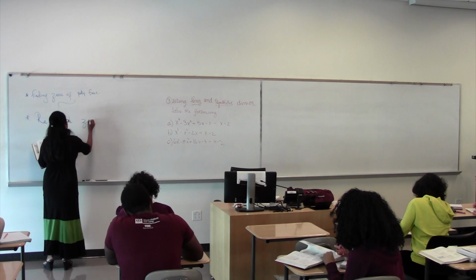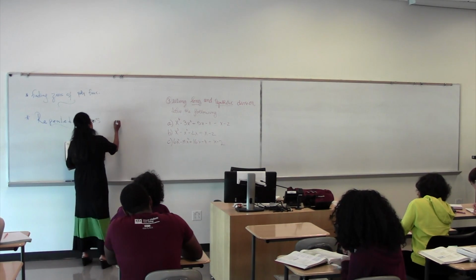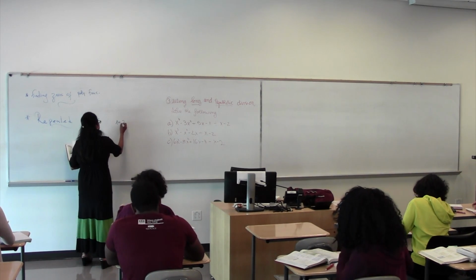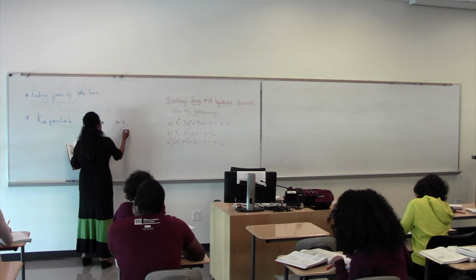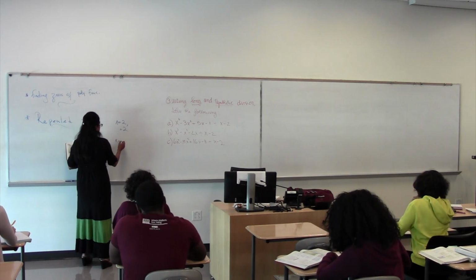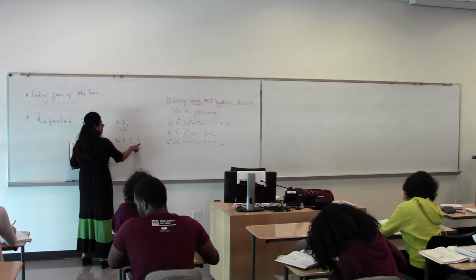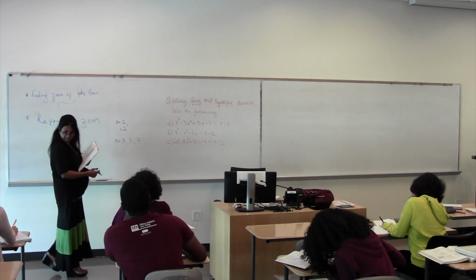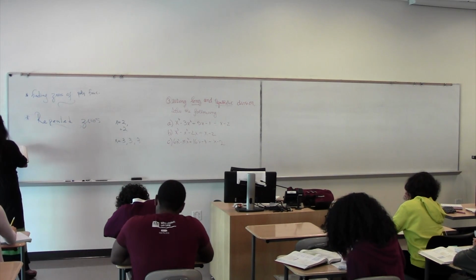Repeated zeros. For example, sometimes we get x equal to 2 and there are two answers for 2, x equal to 2 and x equal to 2, like that, okay? Sometimes we have x equal to 3 and 3 and 3. There are 3 zeros, they are the same, repeating. There's 3 zeros there, but they are the same number. That's what is called repeated.